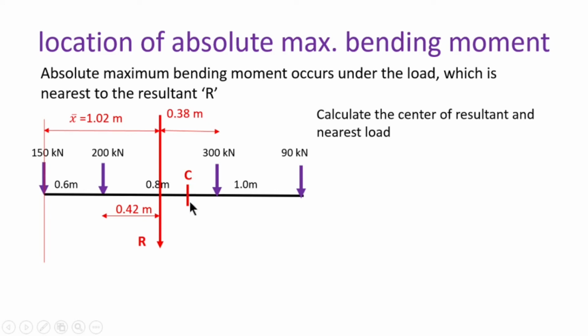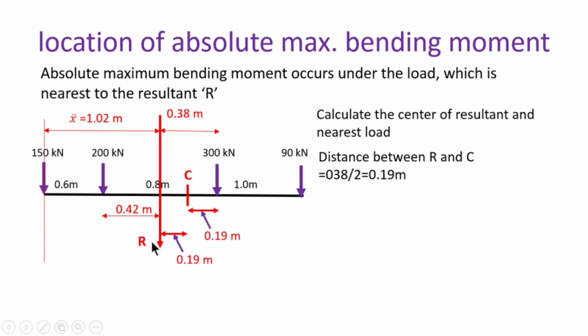It means we have to find out the center C, that is the center of this distance 0.38. So that distance is the distance between this R and the C. C is the center between this resultant and the 300 kilonewton load. So that is 0.19 meter. So here from the C, this is 0.19 and this is also 0.19. So the step is to locate the center between this resultant and the load.